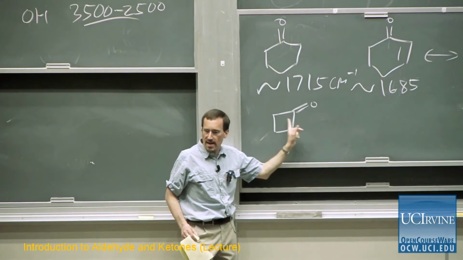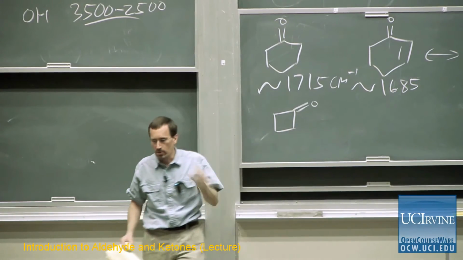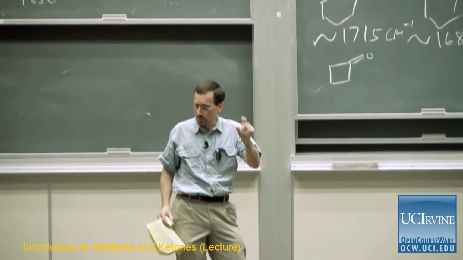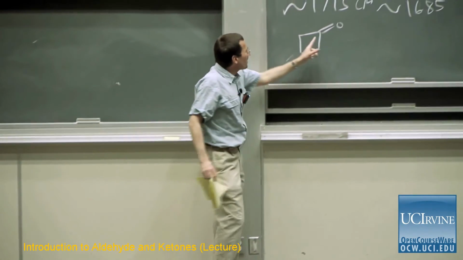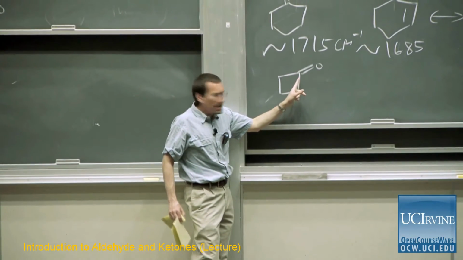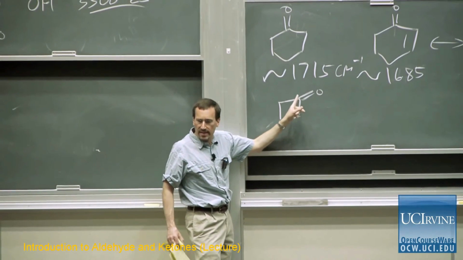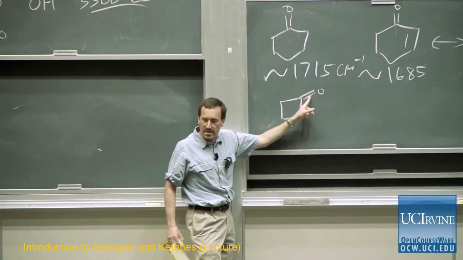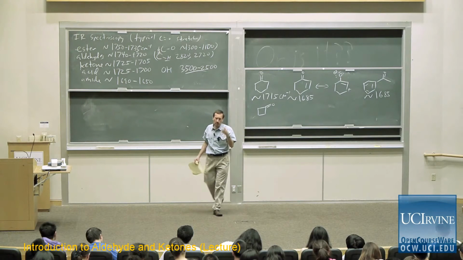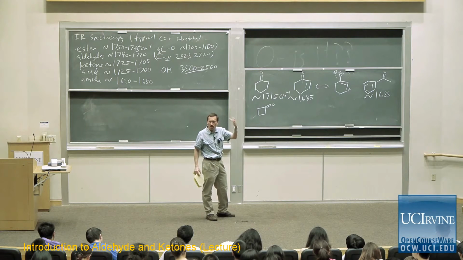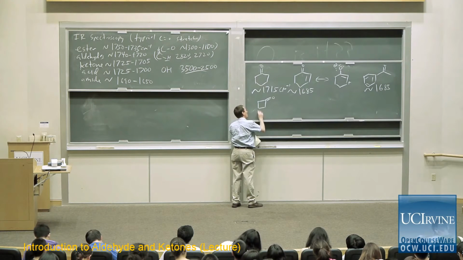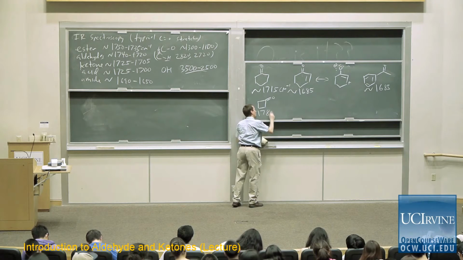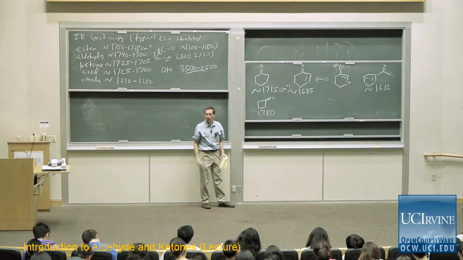But by the time you get down to cyclobutanone, all of your angles are forced to be much closer to 90 degrees. As a result, you're having to use more p character in making up the ring bonds. That leaves more s character for the CO bond. And remember, s orbitals are lower in energy, so that's going to make the CO bond stronger, which in turn means it's going to vibrate at higher frequency. So cyclobutanone ends up having a stretching frequency of 1780 wave numbers.